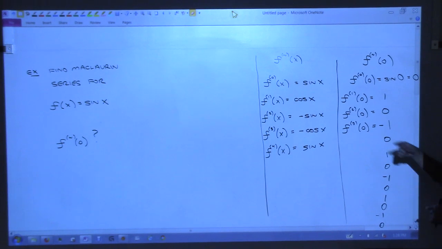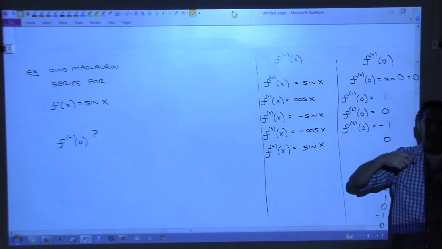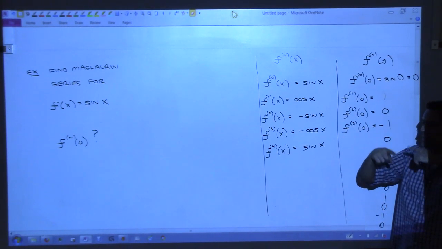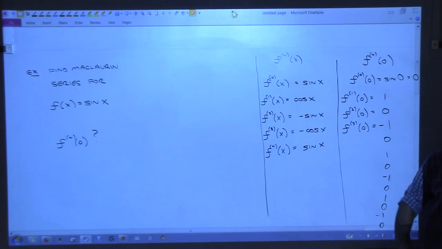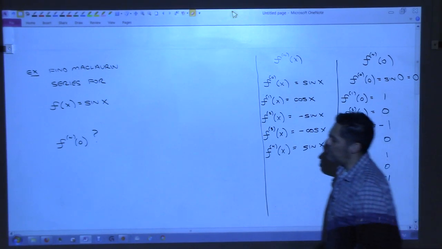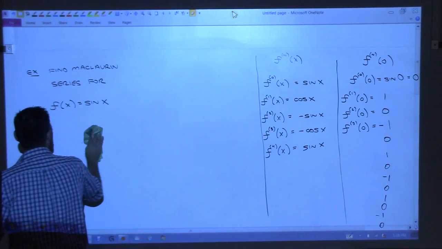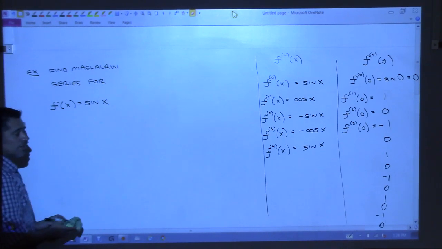And that's because the sine function is cyclical. That's what we call it in math. It's a cyclical function as you take derivatives. It just cycles back through itself. All right? Okay, now, let's try and write out what this Maclaurin series looks like.